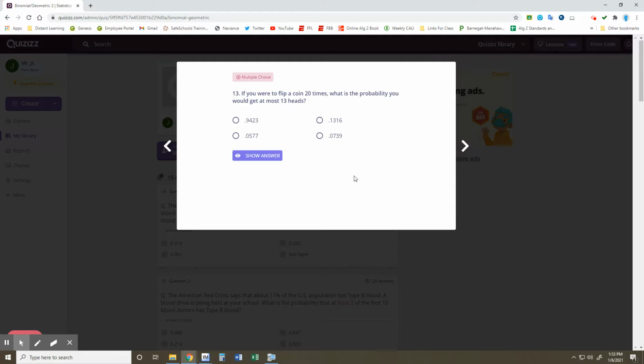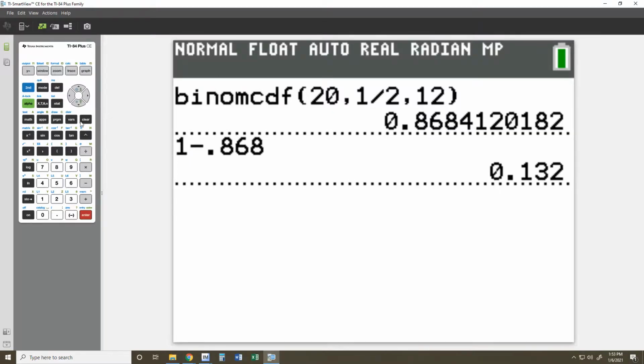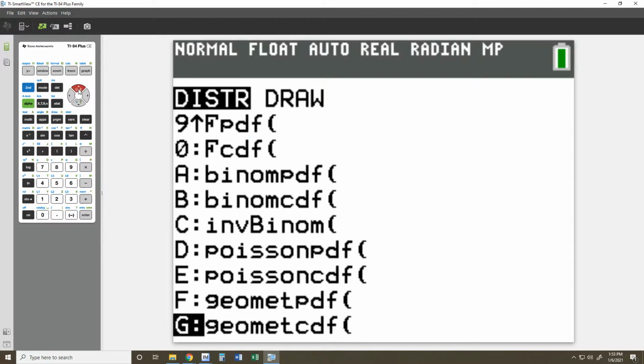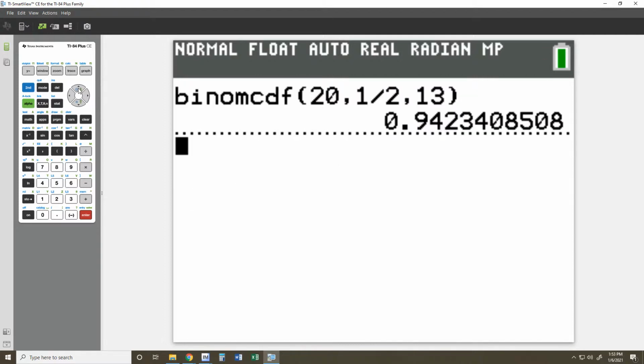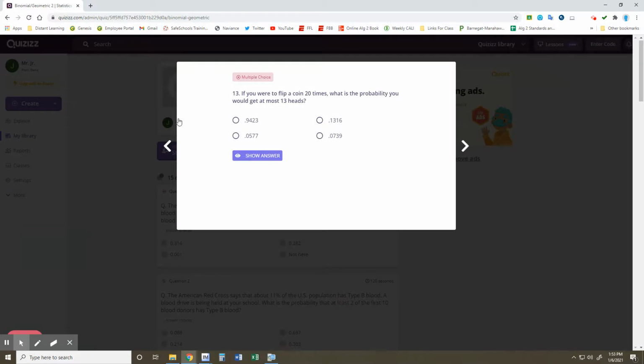Number 13. If you were to flip a coin 20 times, what is the probability that you would get at most 13 heads? Now, at most 13 would mean 13 or less. It's almost the exact same calculation, except I can put a 13 here because this binomial CDF will indeed calculate 13 or less, 0.942, which you can see is indeed the answer.